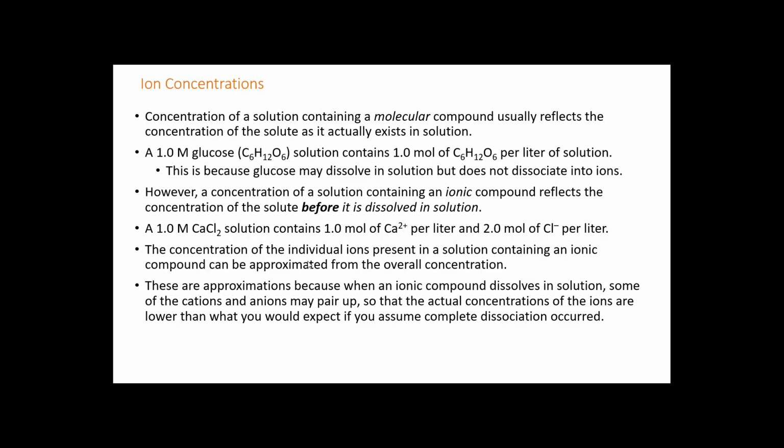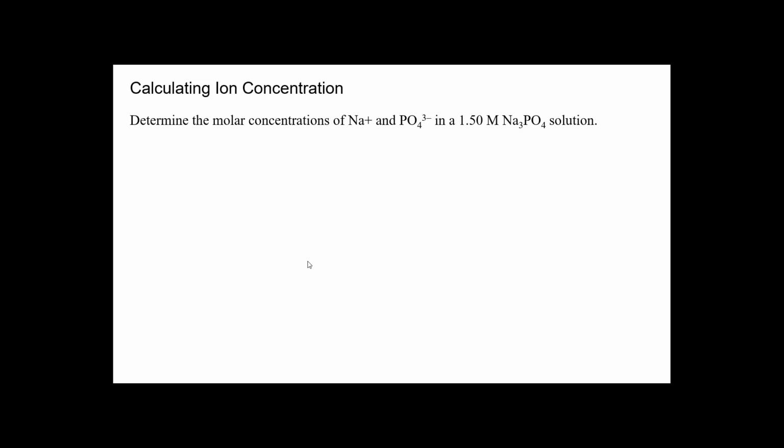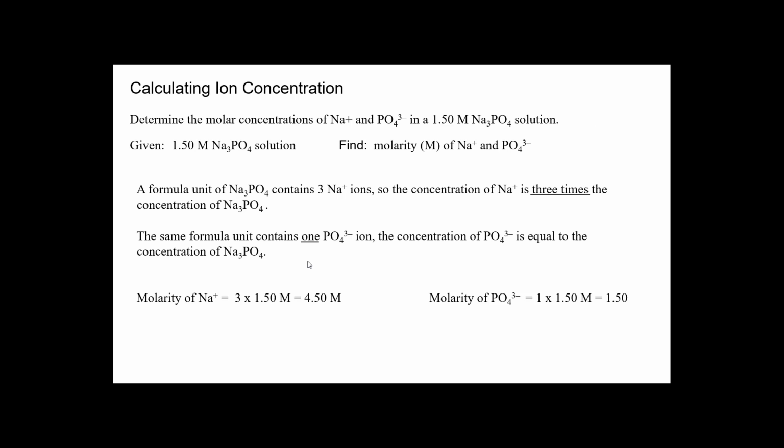So the ion concentration could be different than the ionic compound concentration before dissolving. This part is to show you how to do the math to determine the ion concentration, what the molarity would be for that, and it's sometimes different than what the ionic compound is. So: determine the molar concentration of sodium ion and phosphate ion in a 1.50 molar sodium phosphate solution. The first thing you need to do is, we know that we have a molarity of an ionic compound, but we need to break apart the ions so we can figure out the concentration for each specific ion, meaning what is the ionic concentration for sodium, and what is it for phosphate.